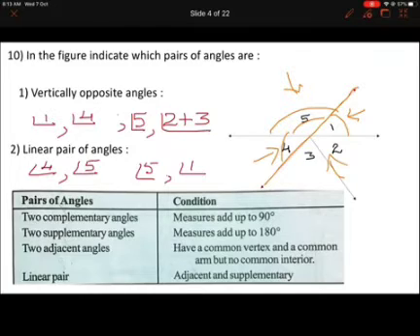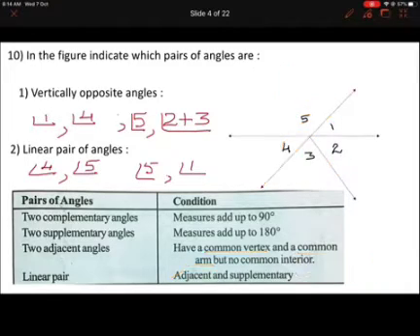Okay, then two adjacent angles have a common vertex, children, and a common arm. You know what an arm is? It is a ray. Okay, then linear pair, so they are not only adjacent, they are supplementary too. So total will be 180 degrees. Linear means straight, so they are situated on a straight line. I hope that's clear.